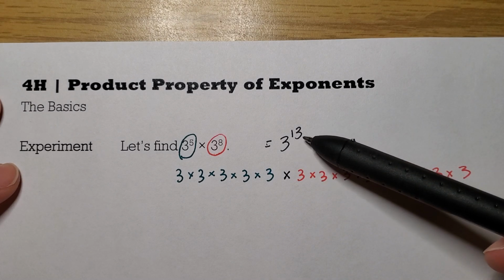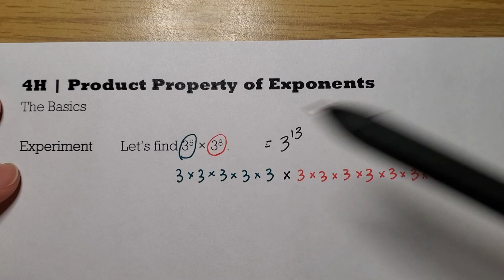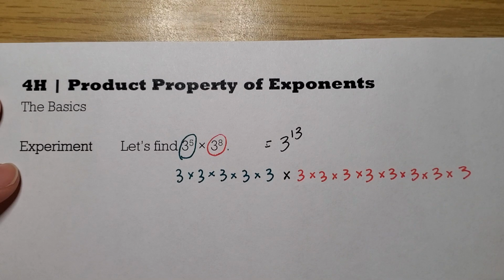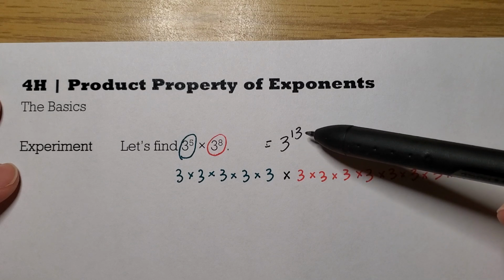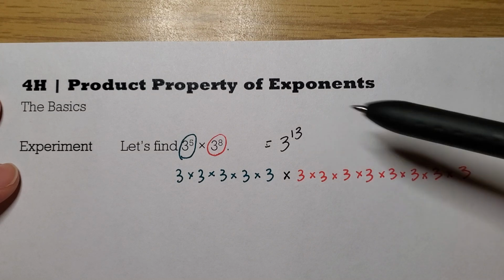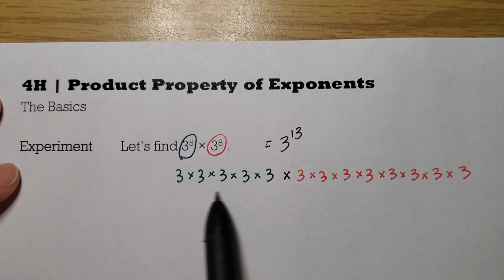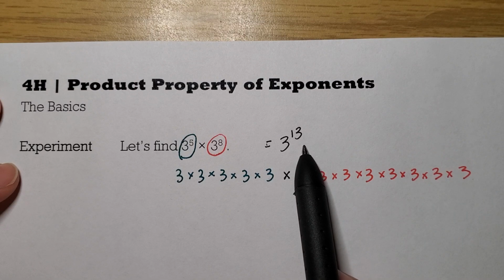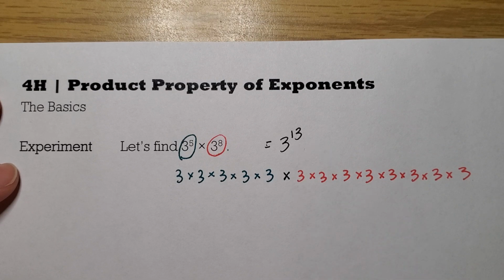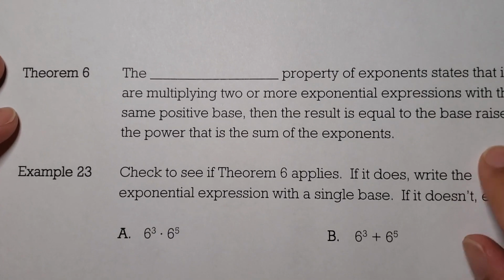Do you see how this 13 relates back to the 5 and the 8? If I take the 5 and the 8 and I add them together, I end up getting 13. And that makes sense because I had 5 3's here and 8 3's here. So when I add them all up, I get the 13. This is the product property of exponents.